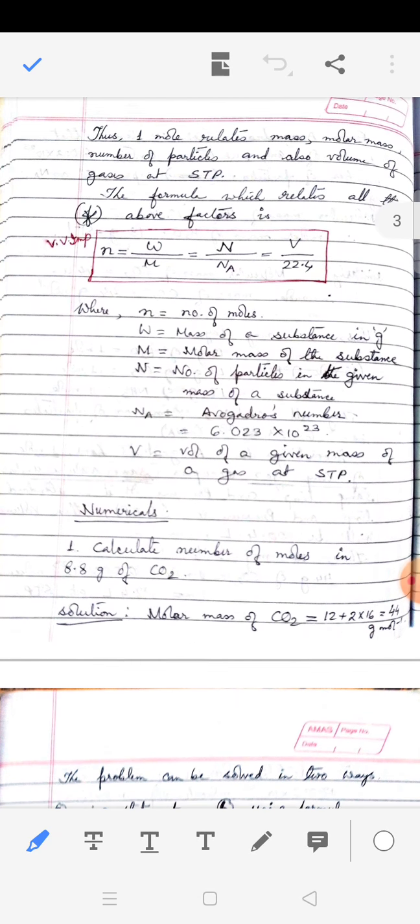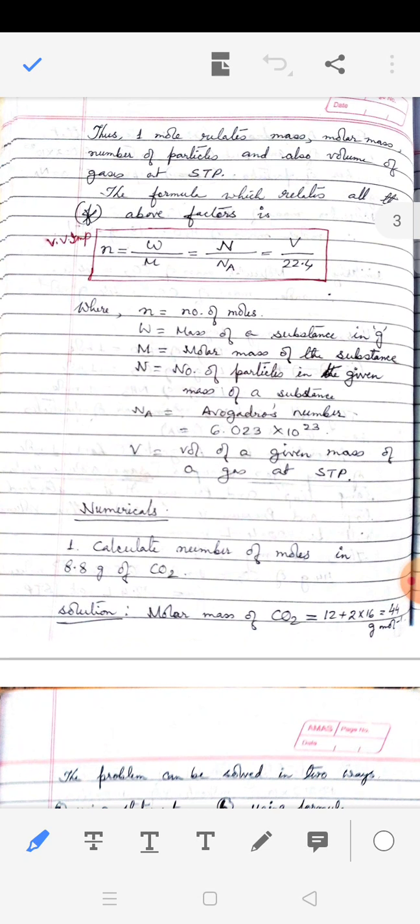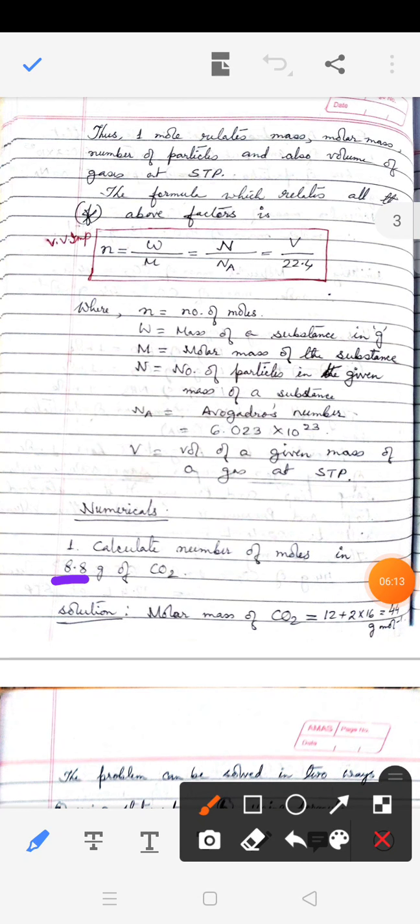So here I have given you a numerical. Calculate the number of moles in 6.8 gram of carbon dioxide. So what is given to me and what we are supposed to find out? I have been given mass W, as per the formula. So W is given to me 8.8. I am supposed to find out number of moles, that is small n.